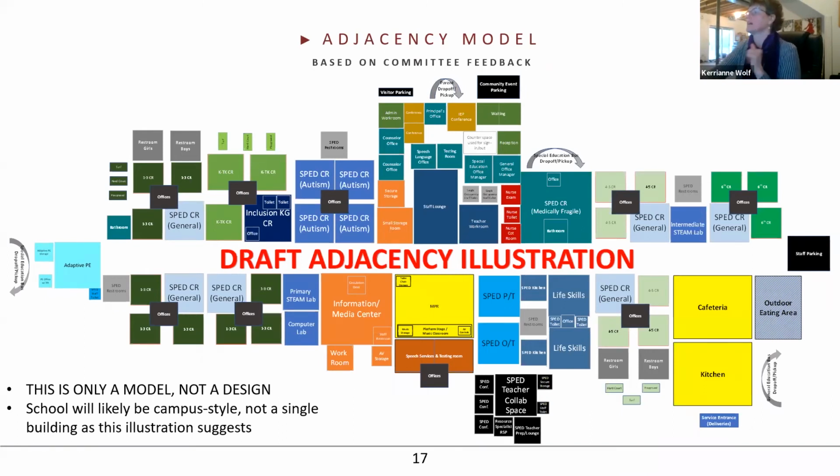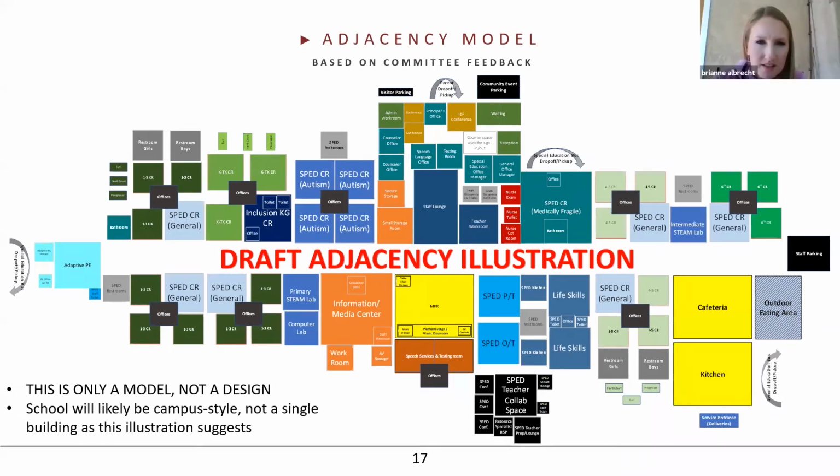And then because of that, we may want to modify some of these pick up and drop off things. So currently, on the right-hand side where the cafeteria is, and it's going to be moved, I had the general education pick up and drop off. And on the other end of the building where adaptive PE had been, I had special education pick up and drop off. For the buses. Is that correct? Yeah, that's where I had that.